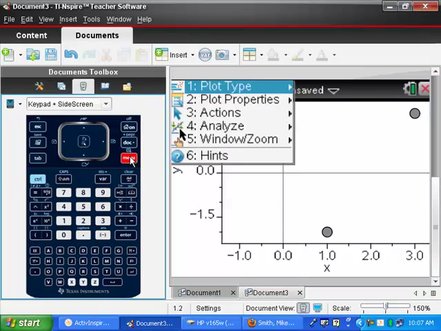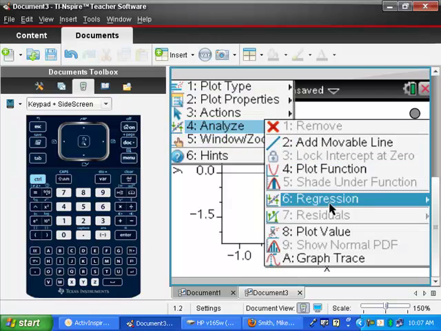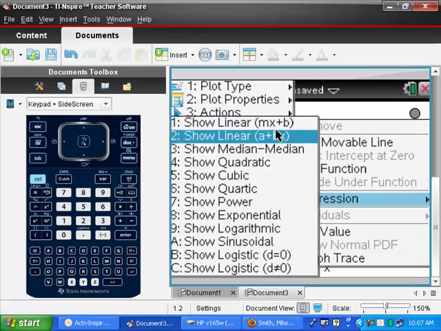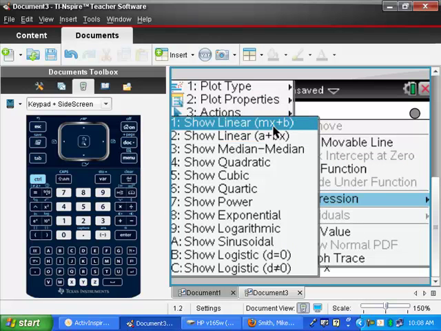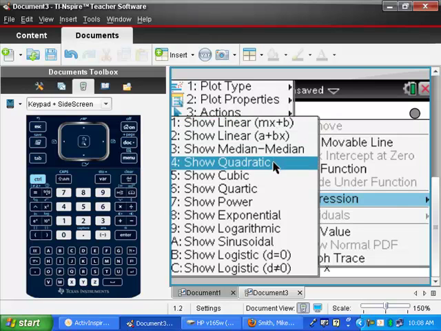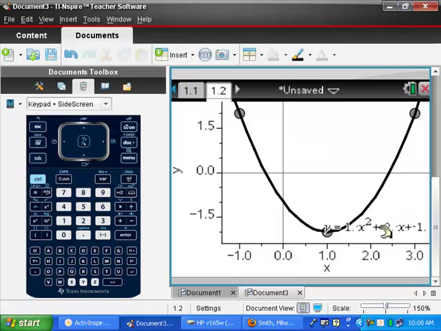And now all we need to do is go Menu, Analyze Graph, Regression. And what we used to do is show a linear regression, but we don't want a straight line anymore. We want a quadratic regression. So number 4, and there you see is our quadratic regression. And there, in the middle of the screen, is the equation of this line.